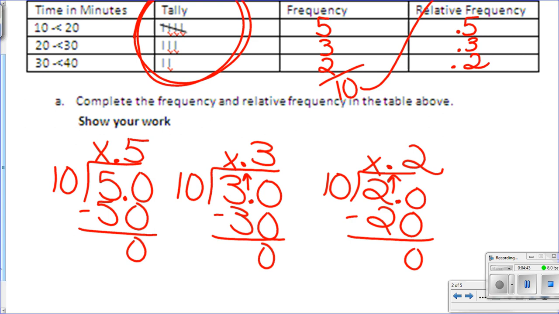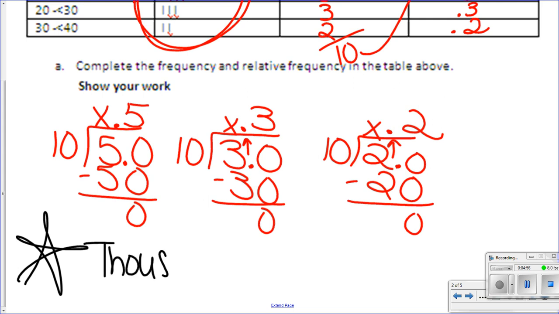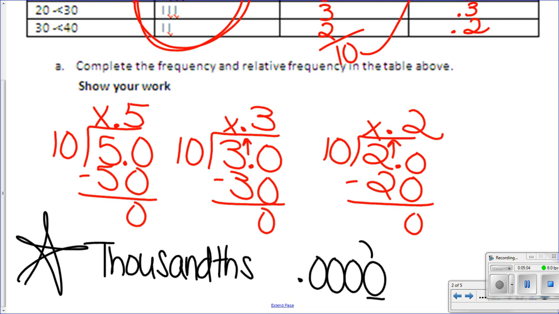Now I want you to put a little star here. No one has this on their paper, so make sure you add it now. On your test, you will be instructed to round to the thousandths. That's 4 places past the decimal, stop and round.